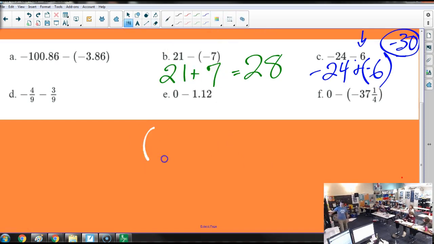All right, so for E, I'll write my original first, especially because, yeah, we like how that looks. Callie, help me with this.